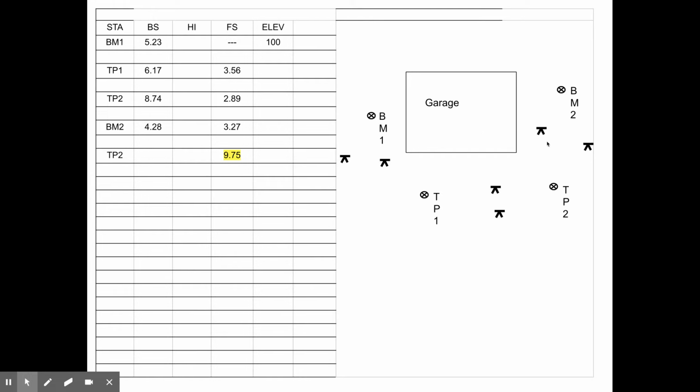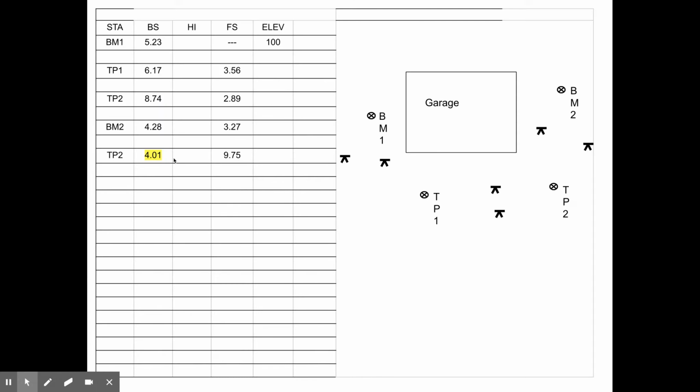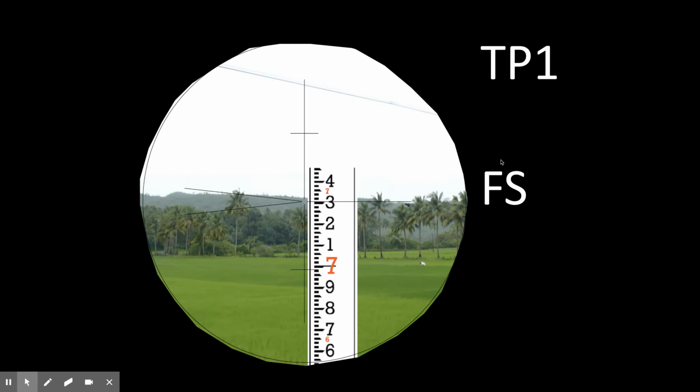Now that we have that, we can pick up and move to here. Then we do another backside to turning point 2. When we do this backside to turning point 2, we get 4.01. So 4.01 is our backside to turning point 2, and that goes under here. Now we need to take a foresight to turning point 1, which gets us turning point 1 foresight, which looks like 7.30.